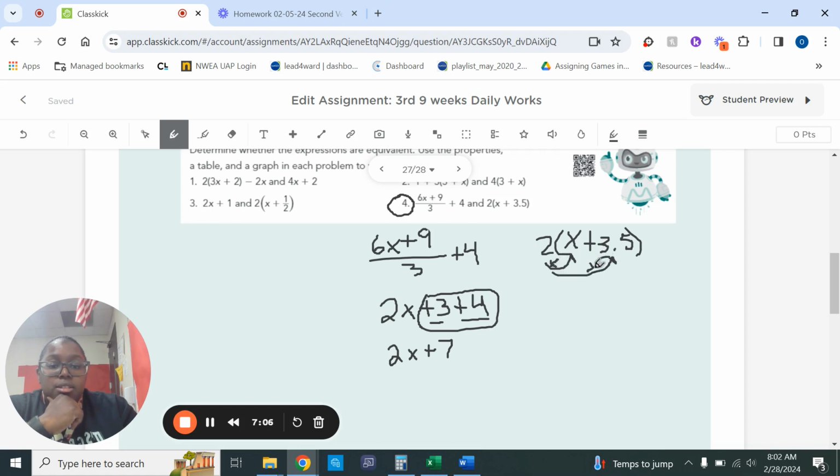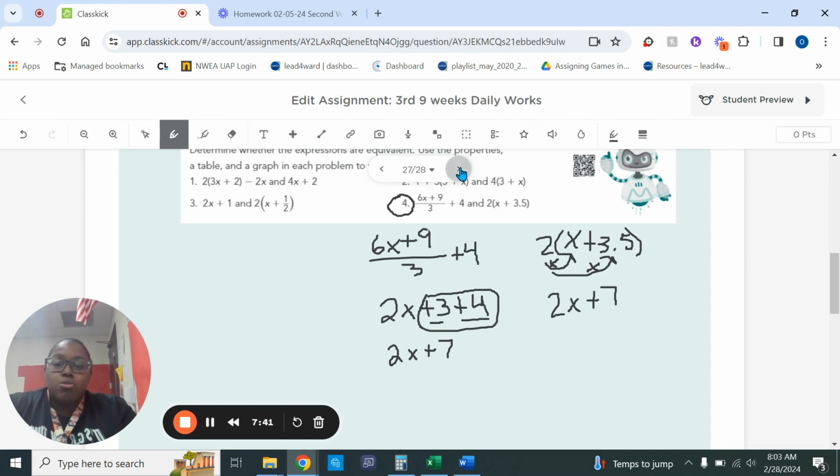and this times this. So 2 times x gives me 2x plus, because once again, I cannot change the operation. 2 times 3.5, well, that doubles up and gives me 7. So this one equals 2x plus 7. This one equals 2x plus 7. So that means these two expressions are equivalent to each other. So I would just put equivalent and move on.